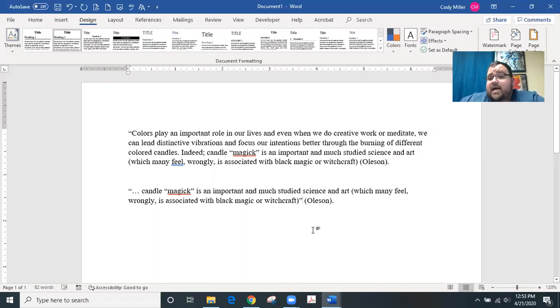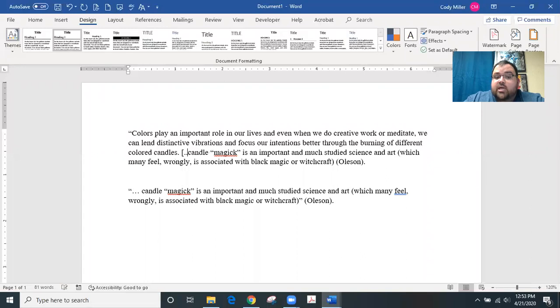The only time that you would use ellipses within a quote is when you take something out and you're not putting something back in. For instance, if I were to take this word "indeed" out, like so, what I would do is delete it. I would then use brackets to signal a change. I would then use ellipses to signal that I've taken something out. What that means to the reader is that I've taken something out and left it blank.